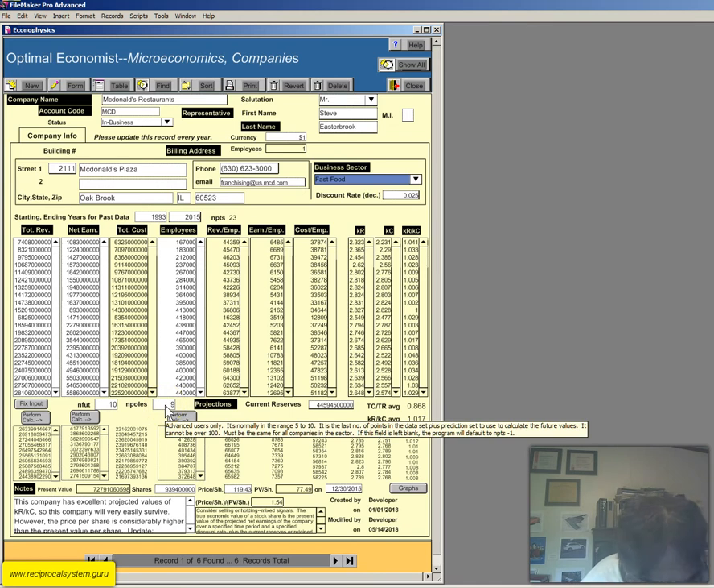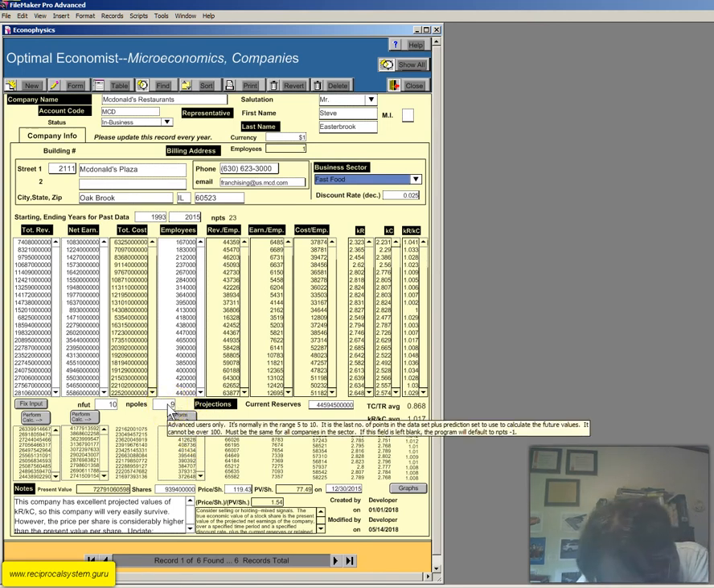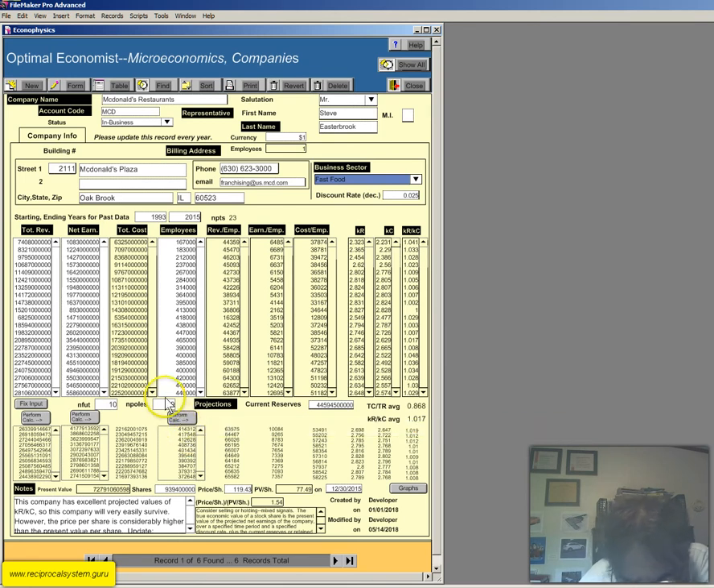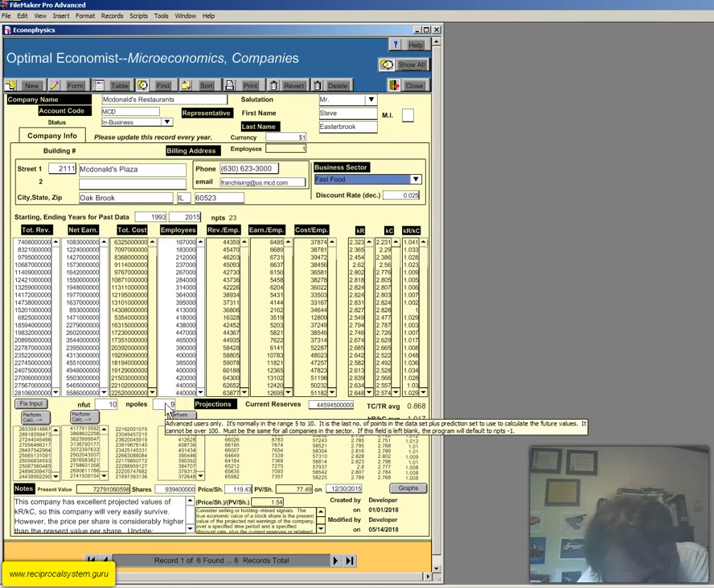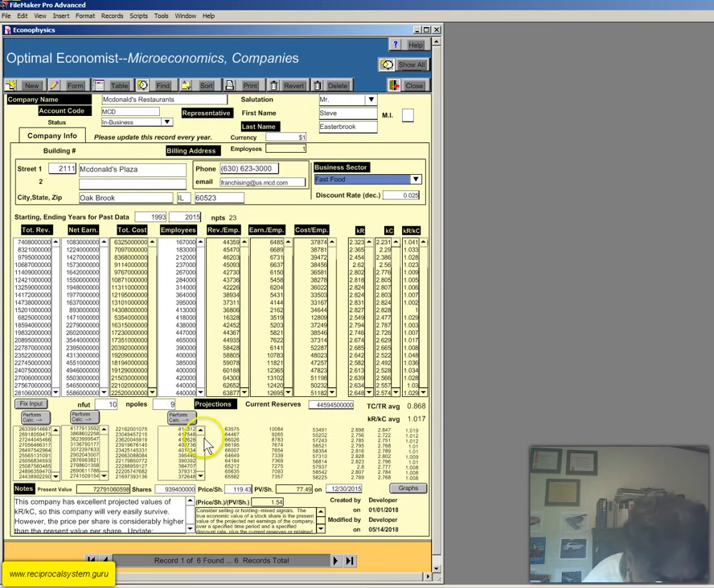The number of polls, this is for advanced users only. It's normally in the range of 5 to 10. It's the last number of points in the data set plus predictions that you use to calculate the future values. Cannot be over 100, must be the same for all companies in the sector. If this field is left blank, the program will default to endpoints minus 1.